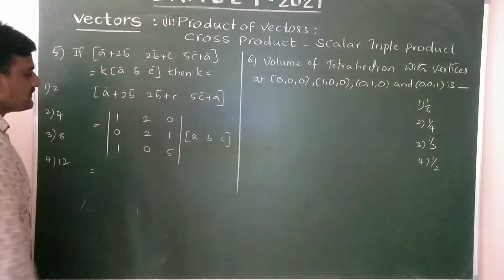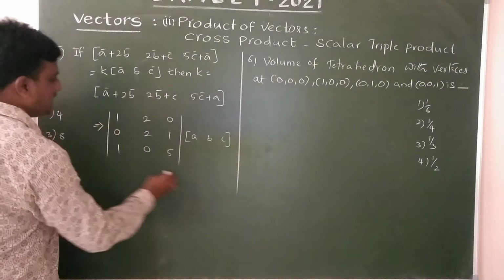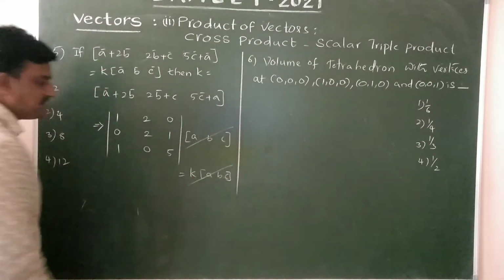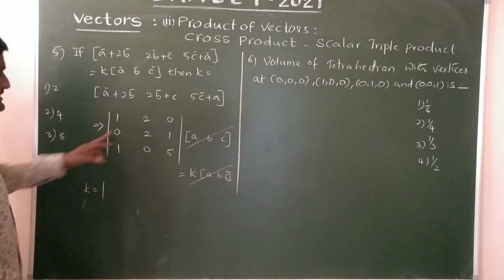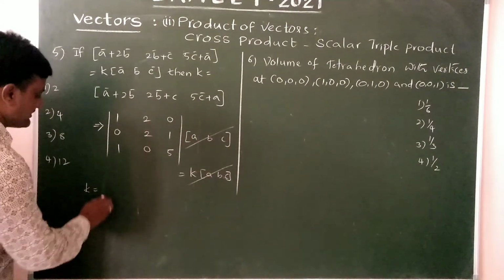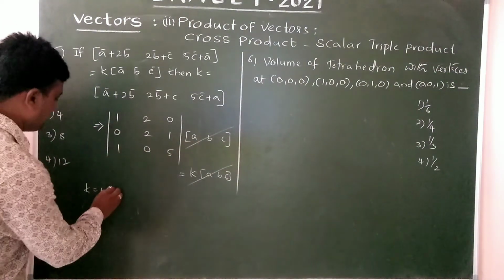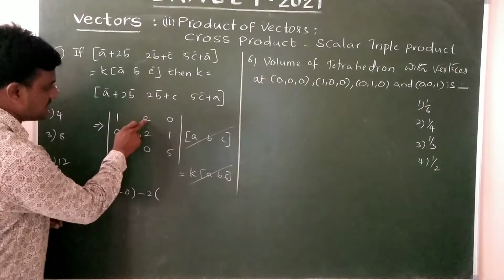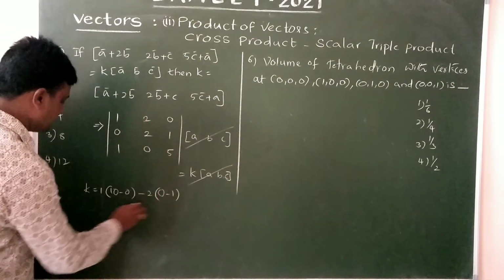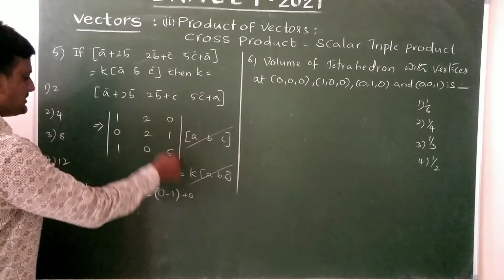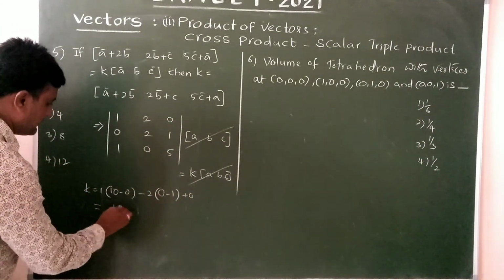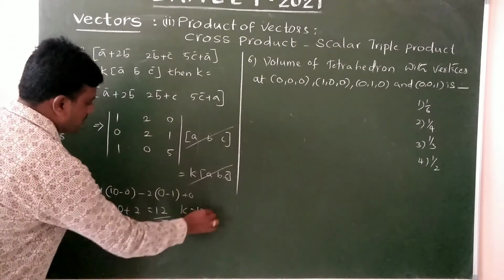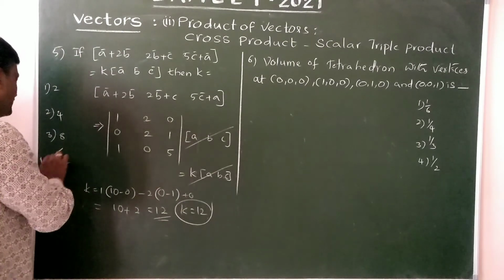So now this equals K times box of ABC. Box of ABC cancels. Then K equals the determinant as given. Let us simplify: 1 into 10 minus 0, minus 2 into 0 minus 1, plus 0 into something, which is 0. So 10 plus 2, 10 plus 2 is 12. K equals 12. Okay, our option is the fourth one.